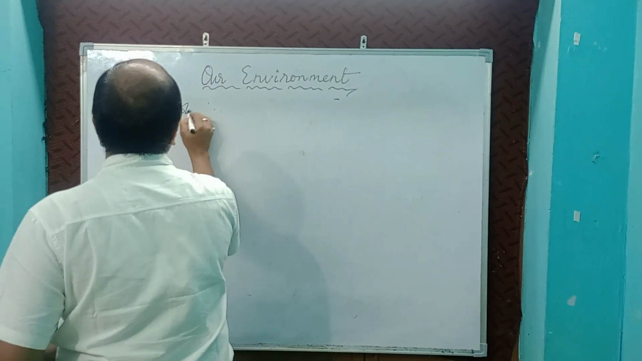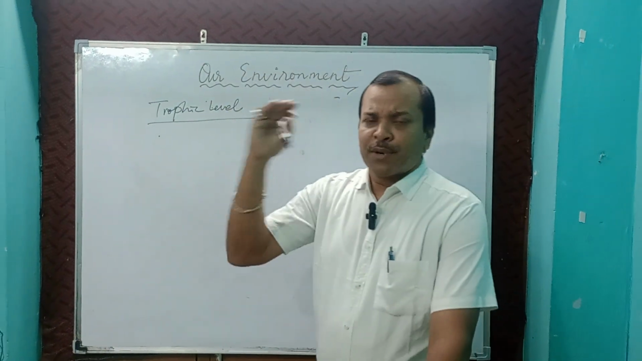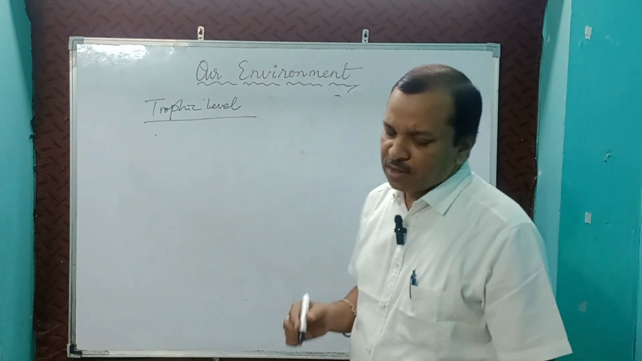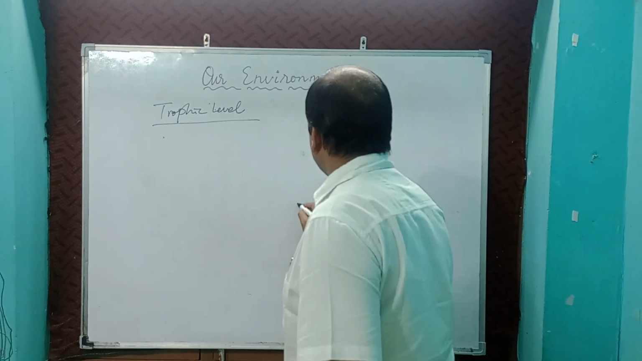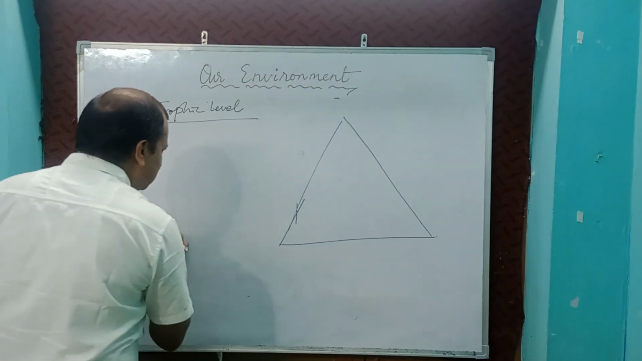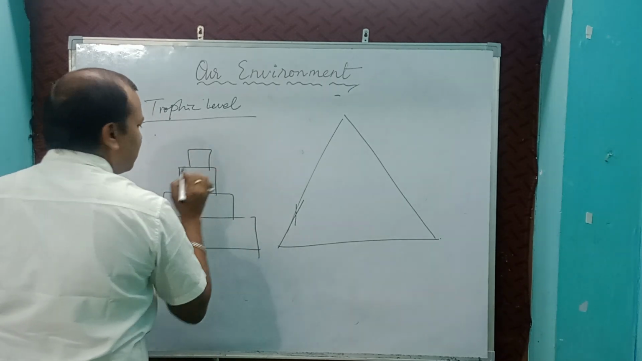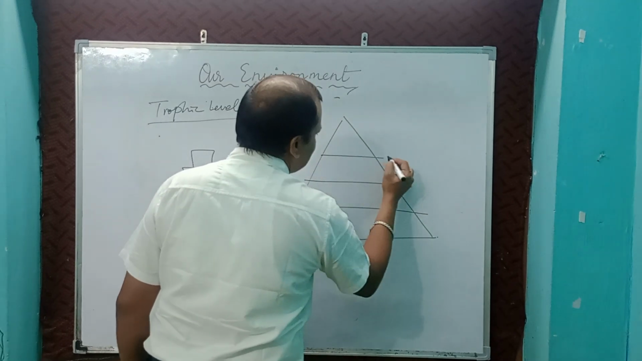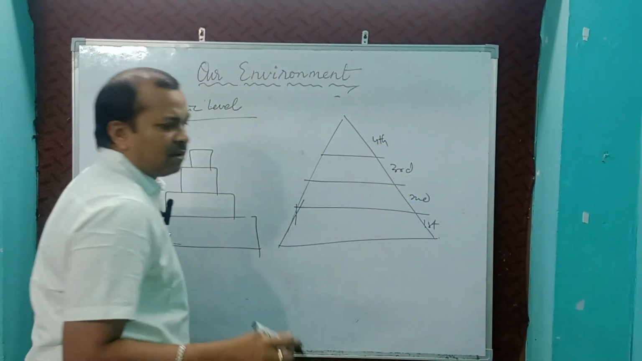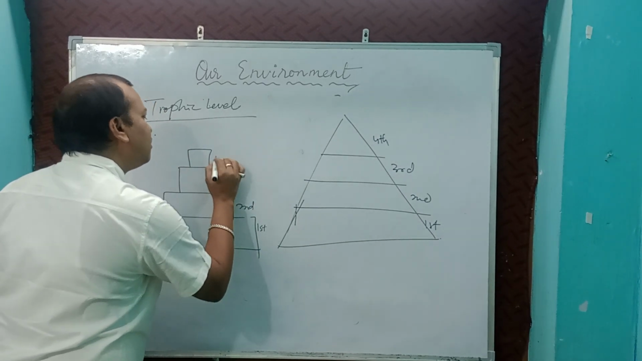Next one is trophic levels. What is trophic levels? Producers, I already told you, are on the baseline. Green plants are the producers. They are the first trophic level. This can be in pyramid shape, like this type of shape. This is first stage, second stage, third stage and fourth stage. The figure can be different. Here it is first, second, third and fourth.